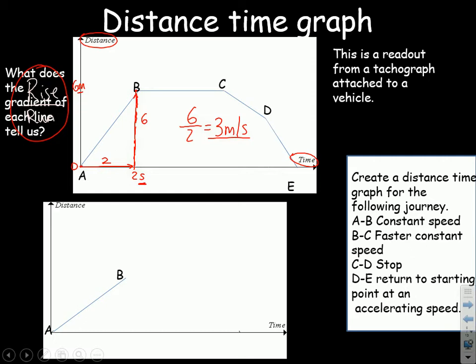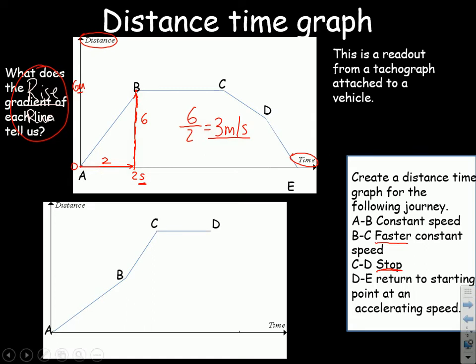So from B to C, it is moving at a faster constant speed. So it's still a constant speed, but it is now a faster constant speed. Therefore, again, it will be a straight line. However, this time it will be steeper than from A to B. So it would look something like that. So our next one, from C to D, the object has stopped. So this time the object is not moving. Therefore, we will see a horizontal line from C to D.